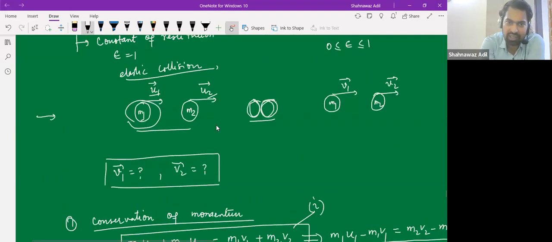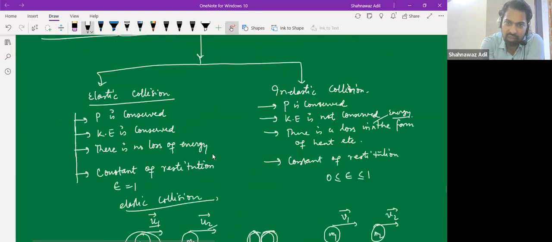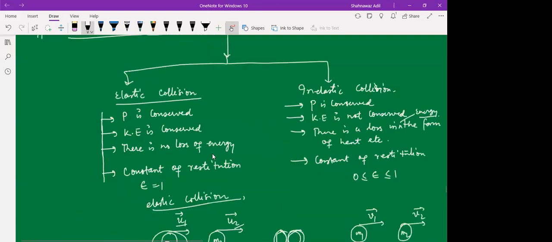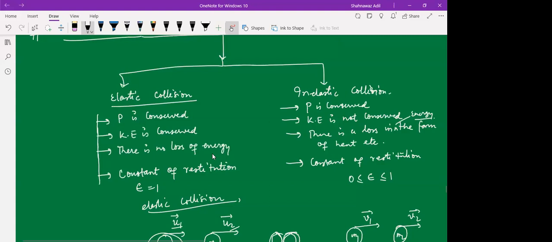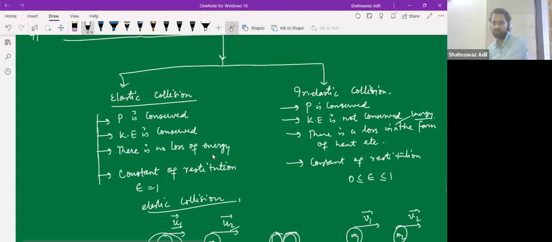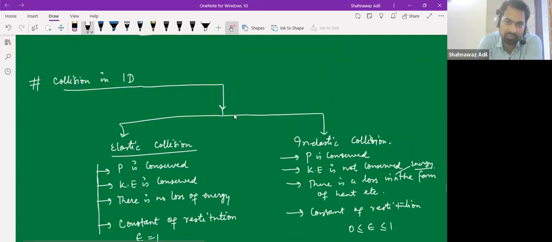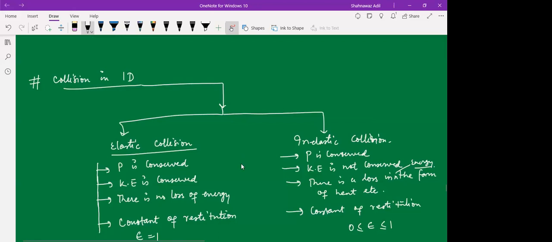So this was the idea of elastic collision. Understood? Yes, sir. So this is just a lengthy calculation that we have to do, nothing more than that. So do you want to note down this part? Yes, sir.